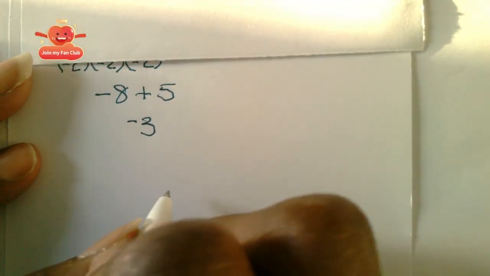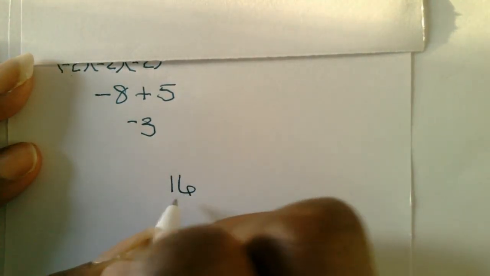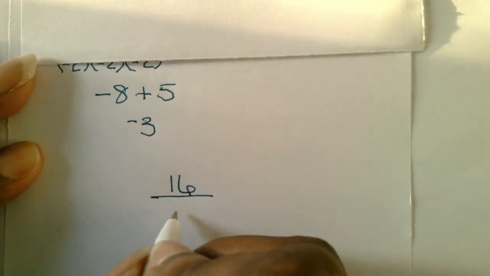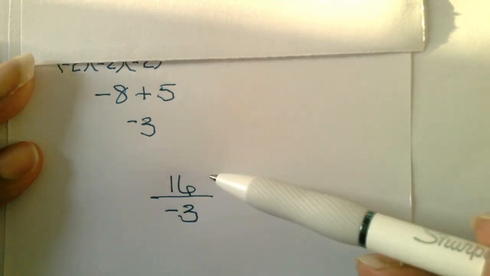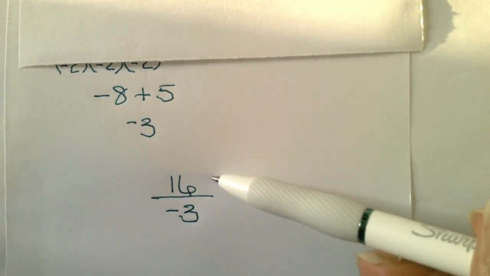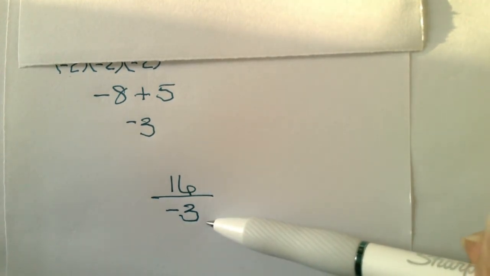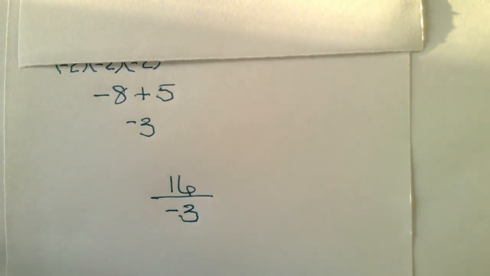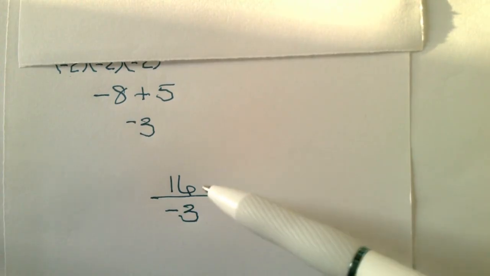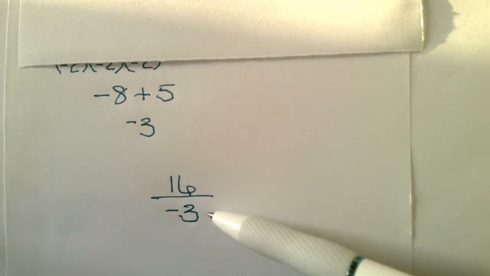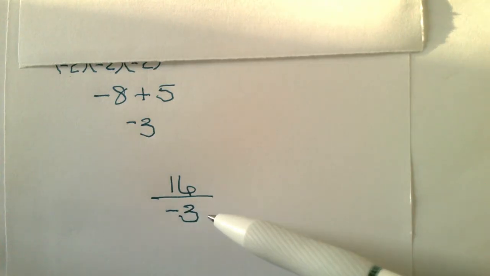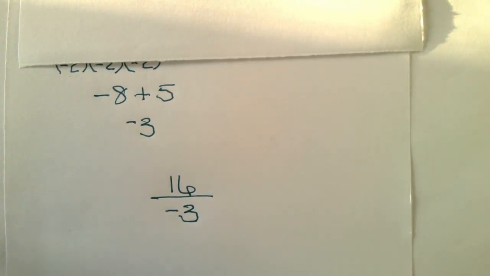So we have our numerator was 16. Our denominator was a -3. So is there anything other than 1 that 16 and -3 have in common? We got a nod, we got a no, we got a no.